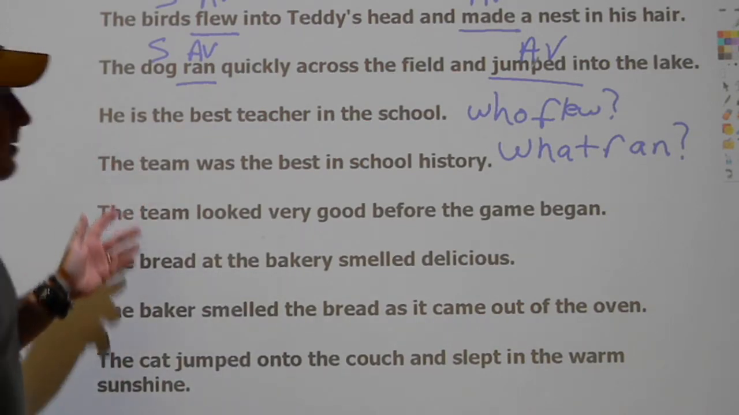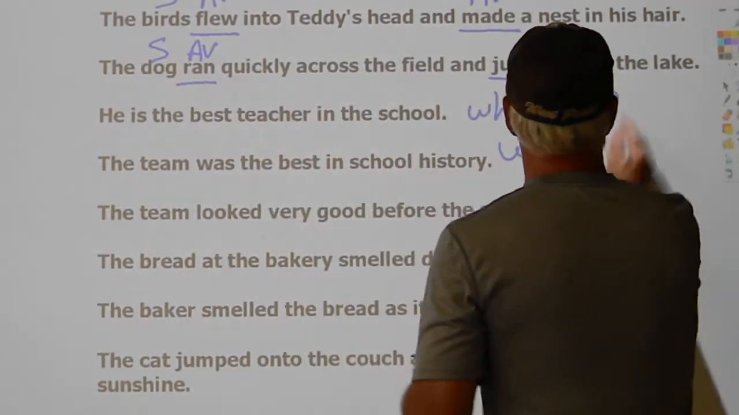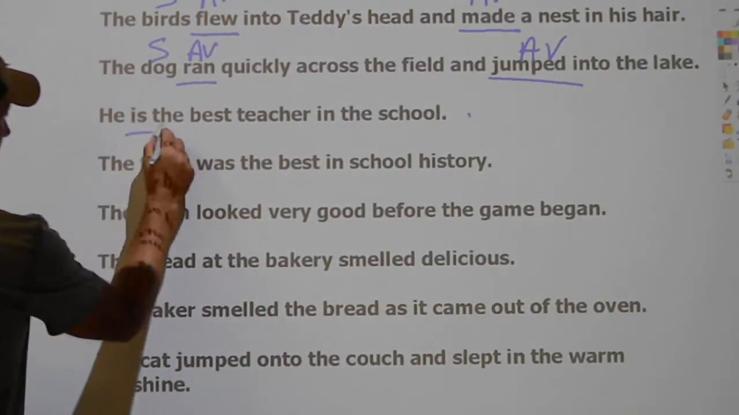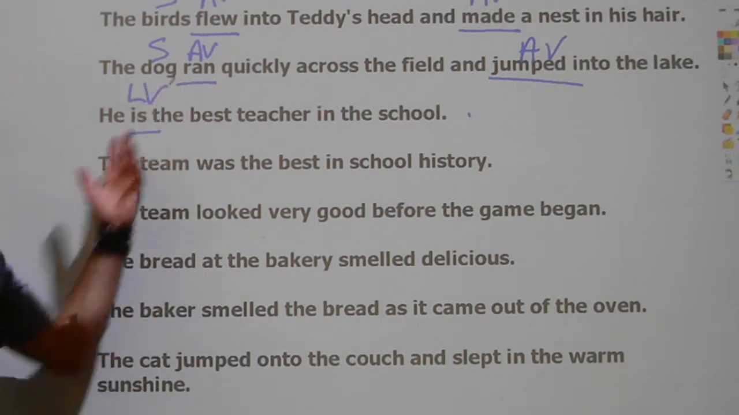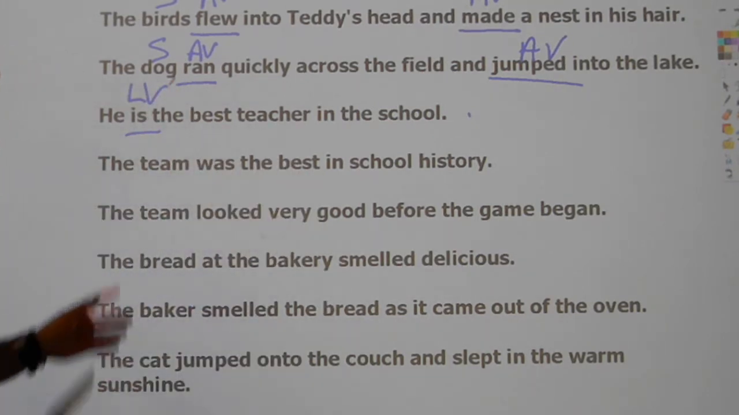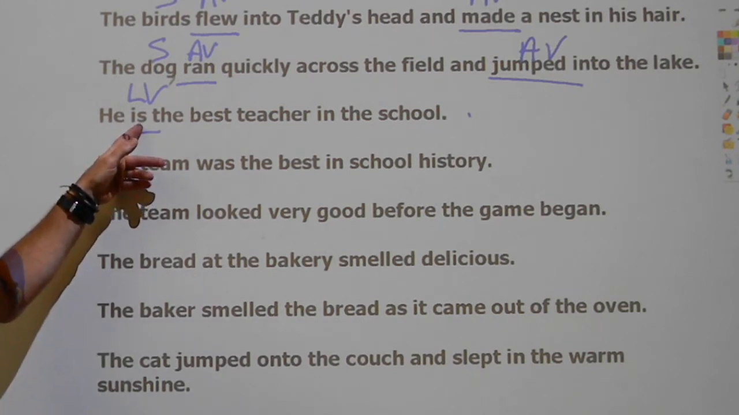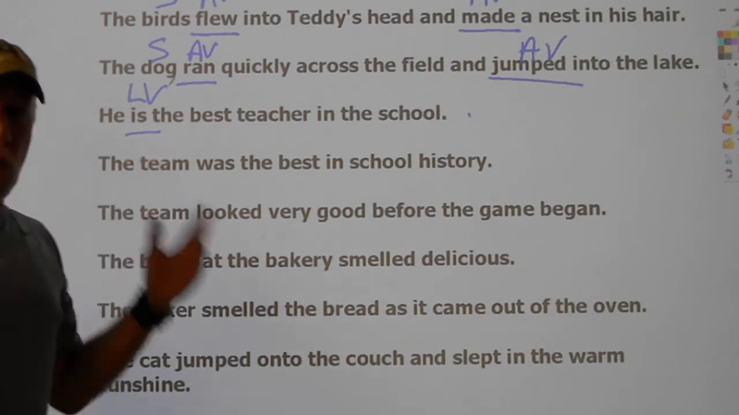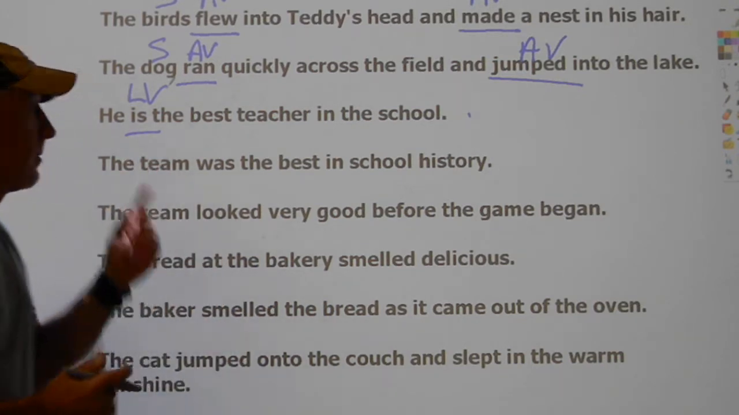Here we have another sentence with what kind of verb? That's right. It's a linking verb. There's no action being done here. It's a verb of being. Remember the verbs of being? List of 24 I gave you? Is the linking verb. It's linking what? The subject. You do the same thing. Who is? What's the answer to the question?